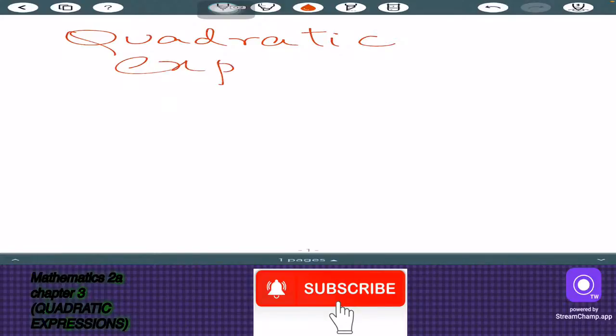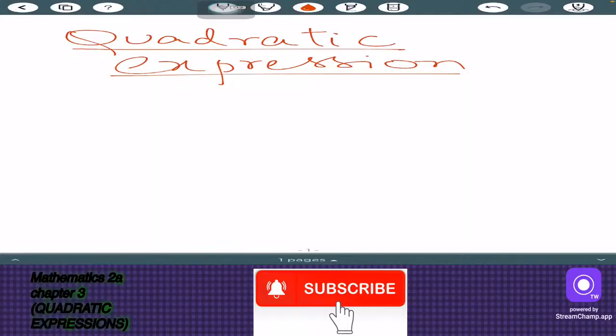Quadratic expressions. There is a small difference between the expression and the equation. We'll teach you later, but let us come to what is a quadratic equation.